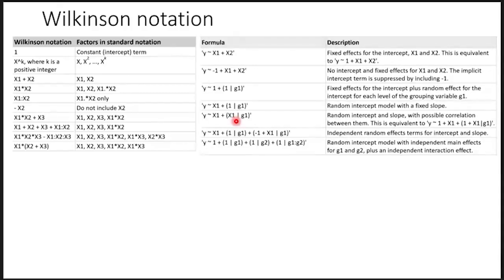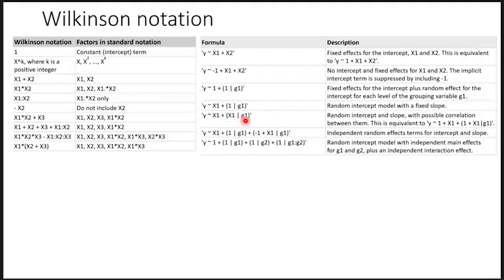if we have more than one grouping structure, we add them in separate parentheses. Okay, so this is easy. We just add more parentheses. But if we use the same grouping structure in two different parentheses, then it will give us independent random effects, which means it will force the correlation between the random effects to be 0. Okay. So here I ask for a random intercept and random slope per group.